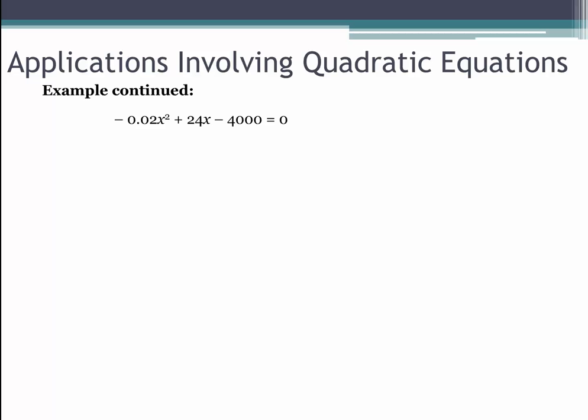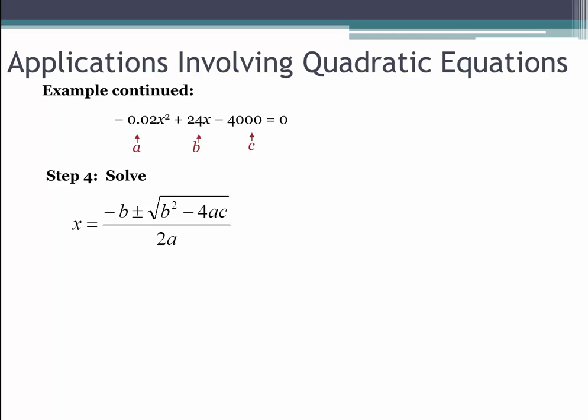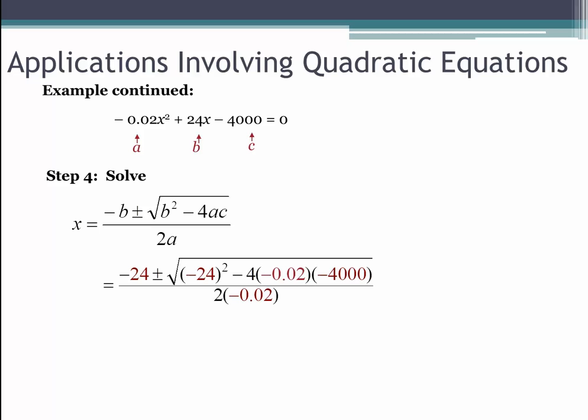And for this, I certainly wouldn't want to try to factor this, but I'm going to use the quadratic formula to solve. So I'm going to identify the a, b, and c. Plug all of these values into the quadratic formula. And simplify very carefully. Always watch your order of operations and negative signs.